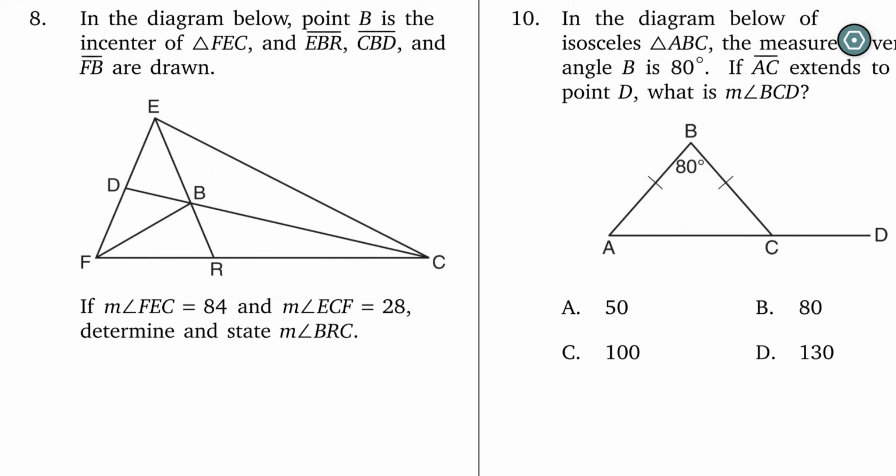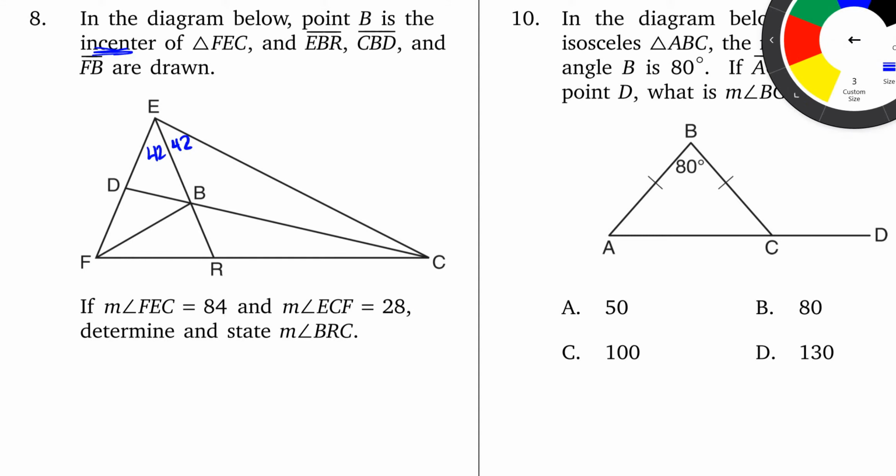All right, let's look at 8. 8 tells us that we have an incenter. Incenter is created by the angle bisectors. So angle FEC is being cut into 2 equal sized pieces. So if the whole thing is 84, the 2 equal pieces are 42 apiece.